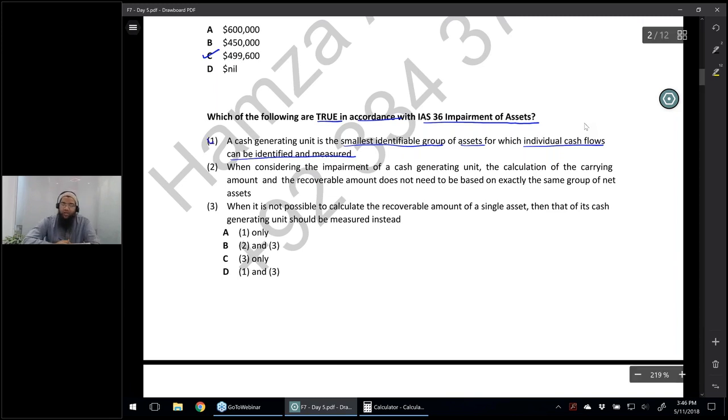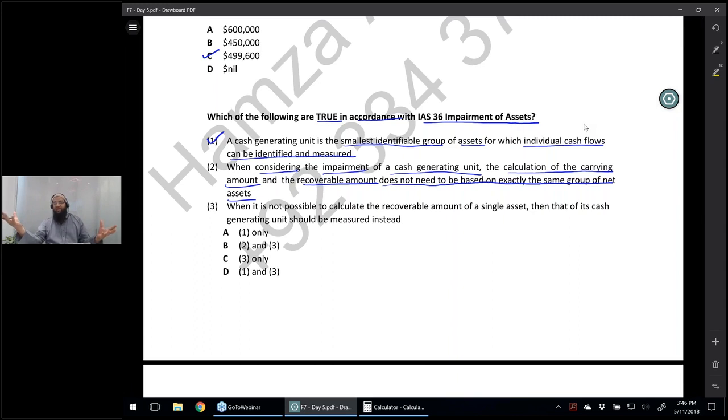Yes, this is true. That cash generating unit is the smallest identifiable group of assets for which individual cash flows can be identified and measured. Now in statement number two, the question says that when considering the impairment of a cash generating unit, the calculation of carrying amount and recoverable amount does not need to be based on exactly the same group of net assets. So this means that we can take the carrying amount of any other group of assets and the recoverable amount of any other group of assets.